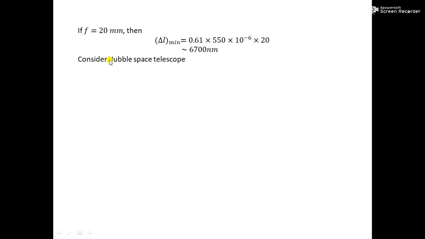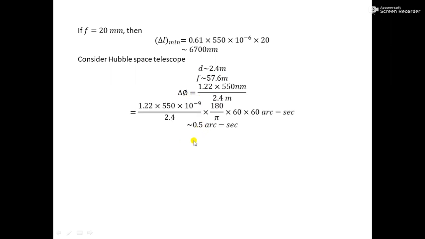Let us take another example. Consider the Hubble Space Telescope. For that, the aperture diameter is around 2.4 meter and the focal length is 57.6 meter. If we calculate delta phi by putting these values in this expression, we get that it is nearly equal to 0.5 arc second, that is, half of an arc second.